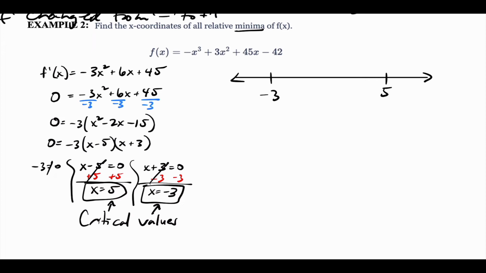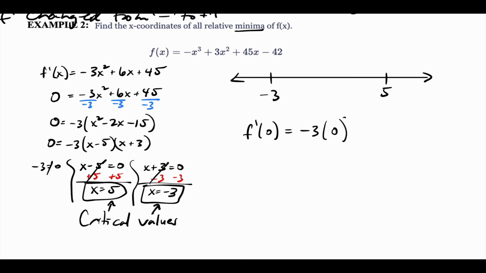Now we have to figure out what's going on in between and outside. So in between, -3 and 5, the easiest one to use is 0. One of the biggest mistakes I see is people trying to plug it back into f. Don't plug it back into f. Plug it into f prime. It's the first derivative test.